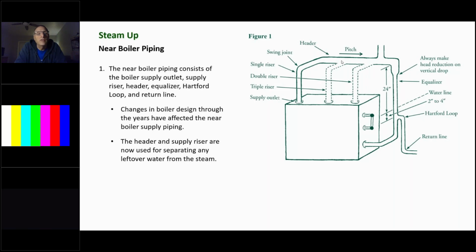And part of that is the proper pitching and the proper near boiler piping. We want to pitch it back so that any condensate that does form in this header will go to the equalizer line and drop back to the boiler.